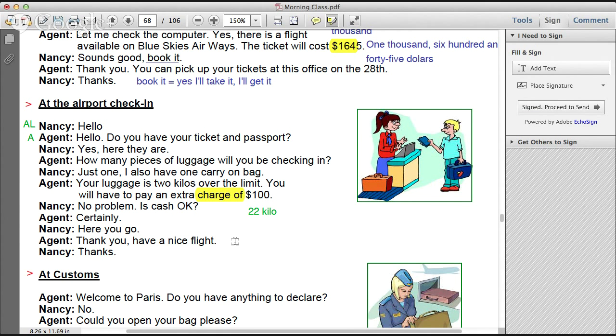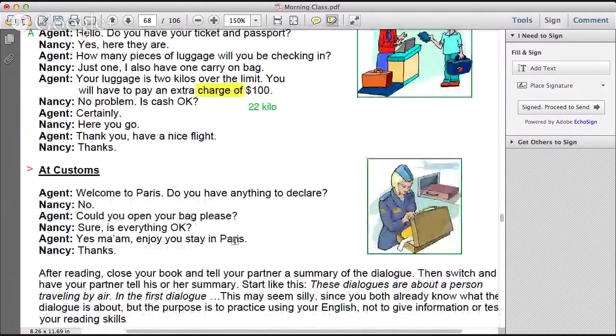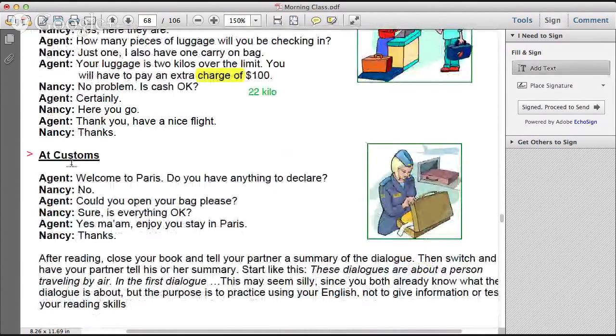All right, let's try the short one here with customs. Ali, I'll have you be the agent, and Amparo, you're going to be Nancy. Go ahead and start, you guys. Welcome to Paris. Do you have anything to declare? No. Could you open your bag, please? Sure. Is everything okay? Yes, ma'am. Enjoy your stay in Paris. Thanks. Okay, nice pronunciations. Let's go ahead and switch it up.